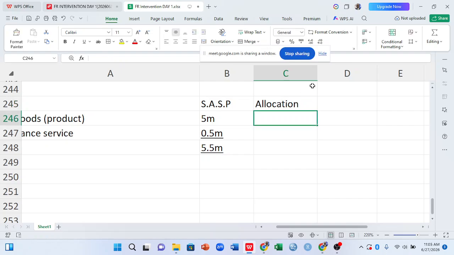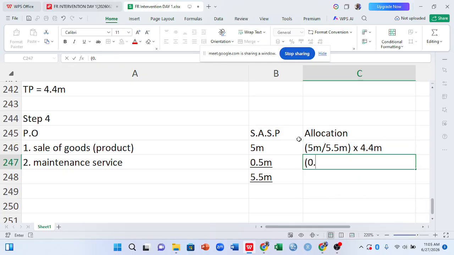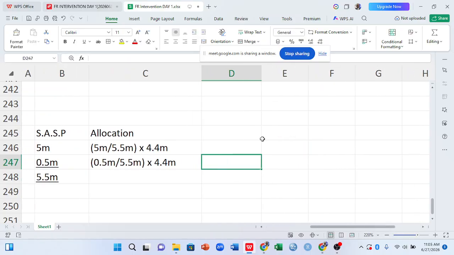And the allocation, they are all sharing the transaction price. So you are going to use that to share. The first one will be 5 million divided by 5.5 million, then they are all sharing 4.4 million. Then do that for the second one, 0.5 million divided by 5.5 million, and they are sharing 4.4. What do you get as the respective transaction price for each?